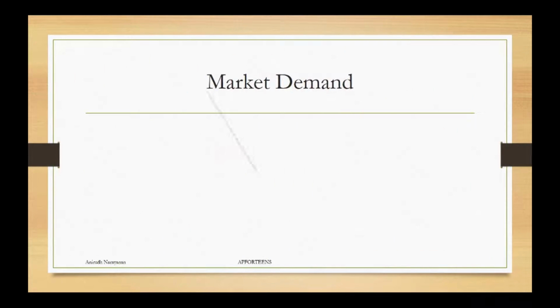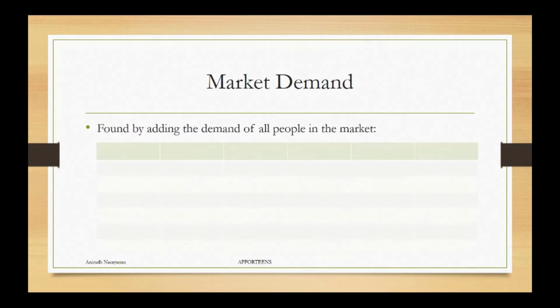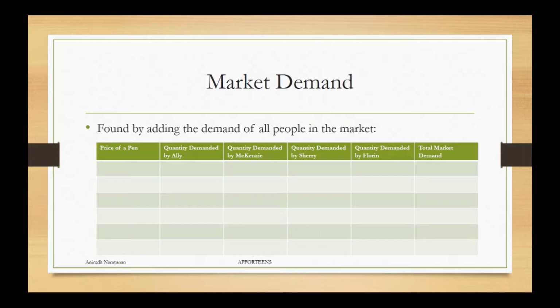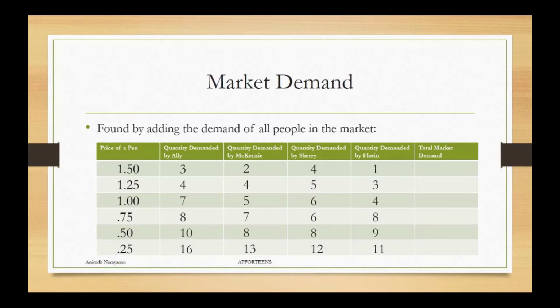The market demand is found by adding the demand of all of the people in the market. So when you take a market schedule like I have here, we're going to put the price of pens and the quantity demanded by 4 different people. These are just random people: Allie, Mackenzie, Sherry, and Florin. Now, the price of a pen, we're going to put these prices on because they're relatively easy to work with. And we're going to say random numbers for how many pens they want. Maybe school's starting, so they're going to buy a certain number of pens depending on the price.